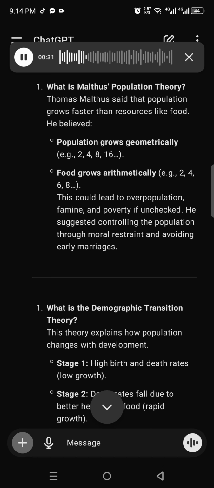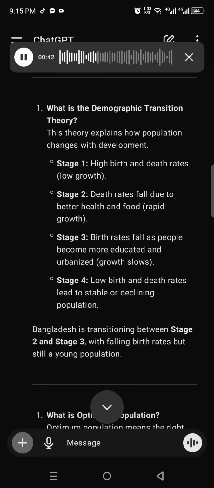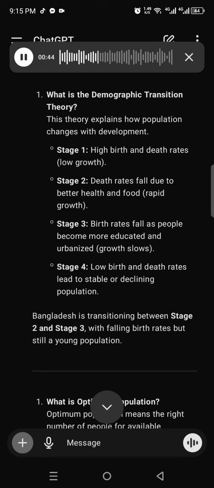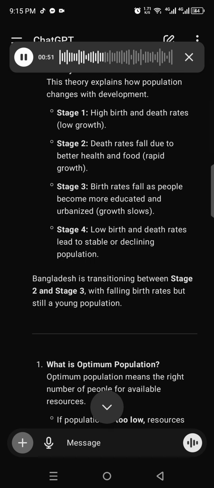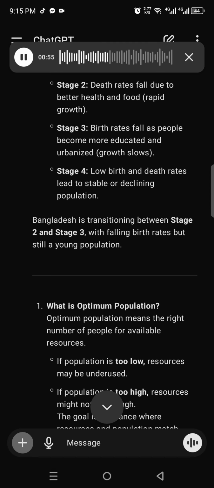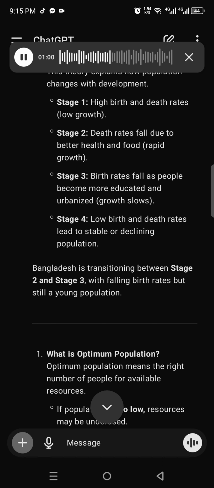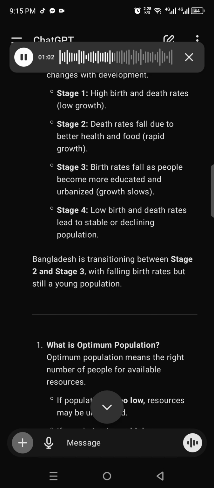2. What is the demographic transition theory? This theory explains how population changes with development. Stage 1, high birth and death rates, low growth. Stage 2, death rates fall due to better health and food, rapid growth. Stage 3, birth rates fall as people become more educated and urbanized, growth slows. Stage 4, low birth and death rates lead to stable or declining population. Bangladesh is transitioning between Stage 2 and Stage 3, with falling birth rates but still a young population.